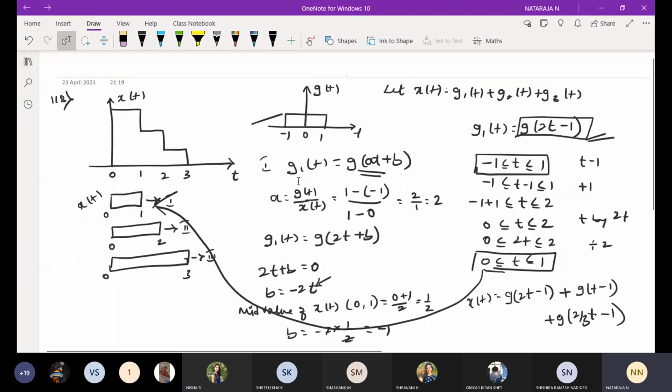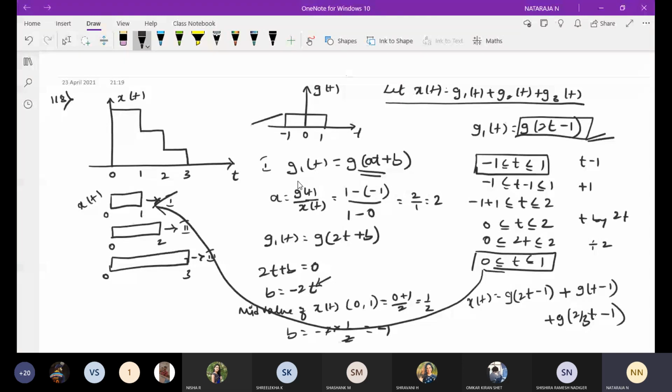See here, this is a standard equation. X of t is equal to g1 of t plus g2 of t plus g3 of t. First we need to find g1 of t. For g1 of t, I need to consider g1 of t is equal to g of at plus b. This is a standard equation for shifting and scaling. First we need to shift, then we are going to scale. Here I need to find the a and b values.